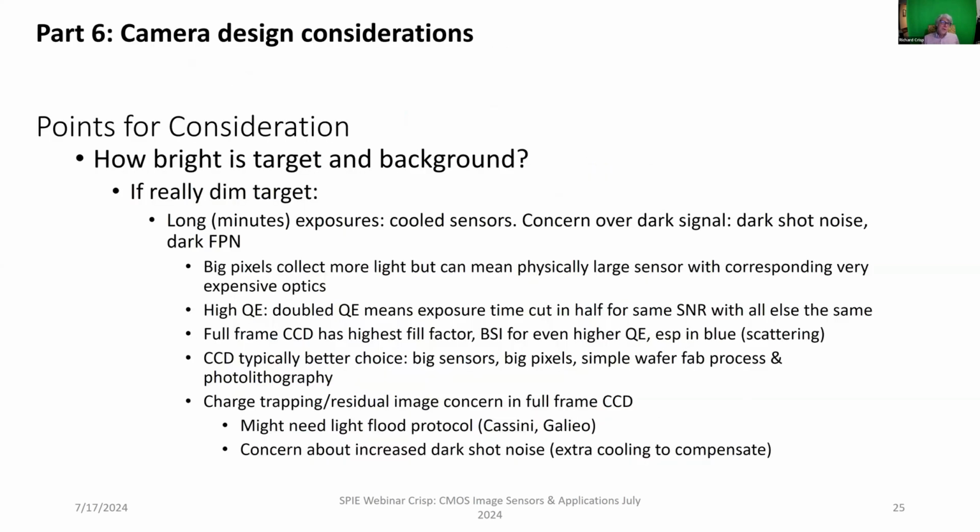So the next thing I'm going to do and talk about, basically for the remainder of the talk, is camera design considerations.